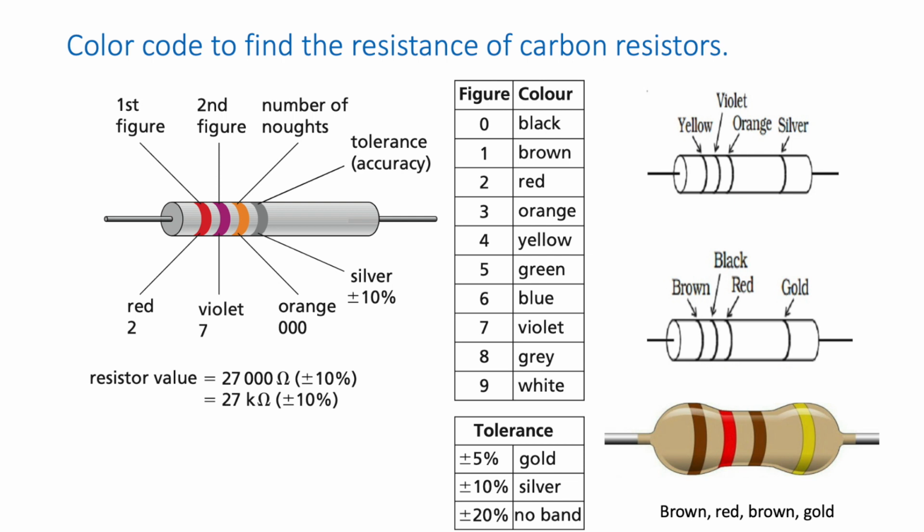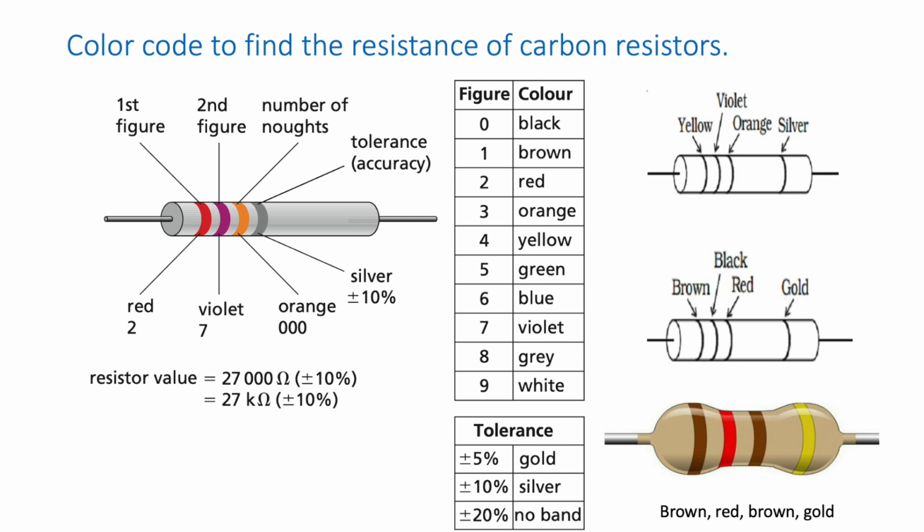Here you can see black, brown, red, orange, yellow, green, blue, violet, grey and white colors represent the digits 0, 1, 2, 3 up to 9. In a carbon resistor, the first color represents the first digit. The second color represents the second digit. The third color represents the power of 10 or the number of zeros that we have to put.